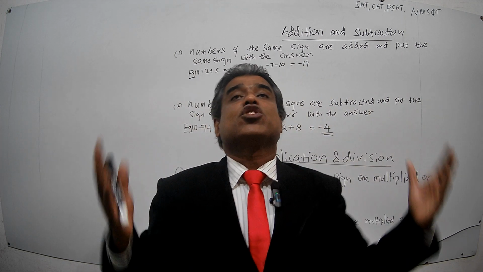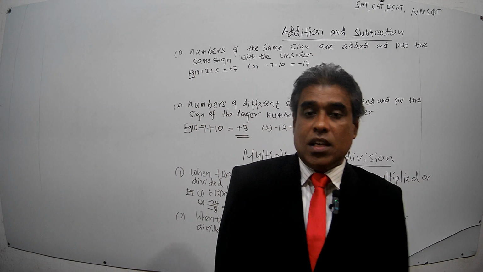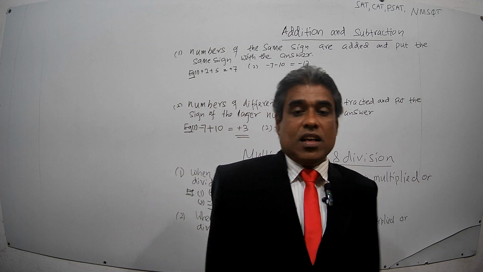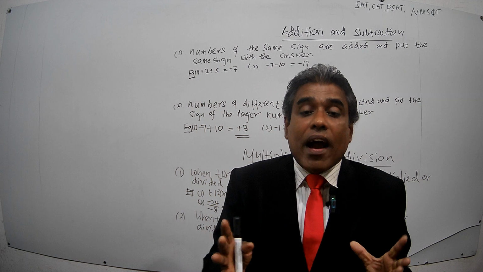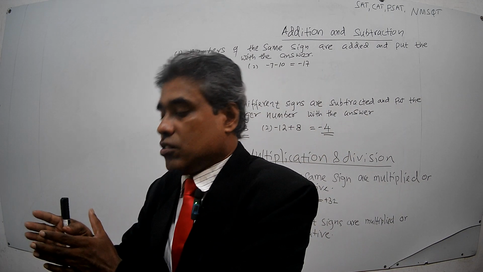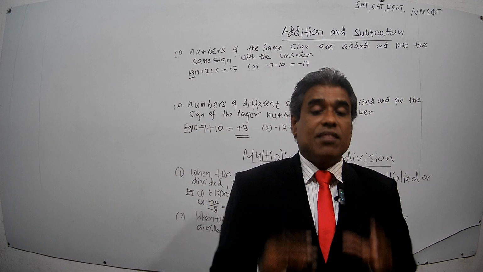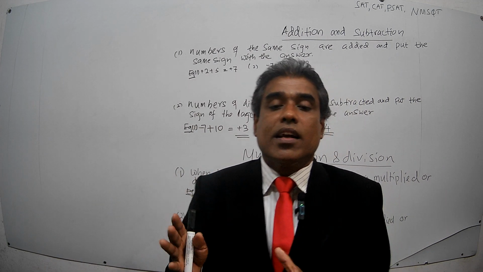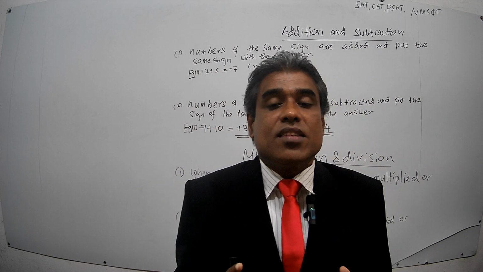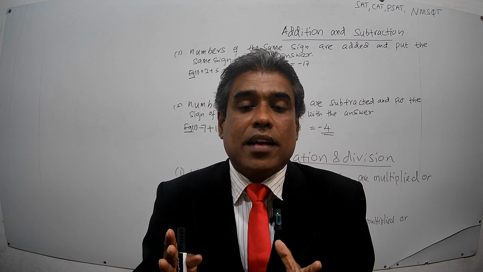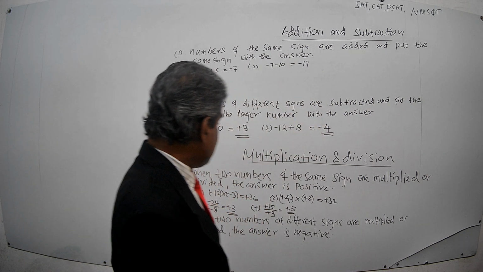Let's take an example. Say you want to divide minus 24 by plus 3. Two numbers of different signs. Then the rule is, when two numbers of different signs are multiplied or divided, the answer is always negative. When two numbers of different signs are divided or multiplied, the answer is always negative. That is the principle.